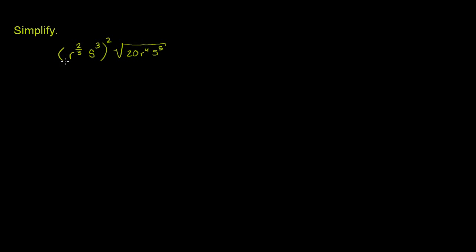We're asked to simplify r to the 2/3, s to the third, that whole thing squared, times the square root of 20 r to the fourth, s to the fifth. Now, this looks kind of daunting, but I think if we take it step by step, it shouldn't be too bad.